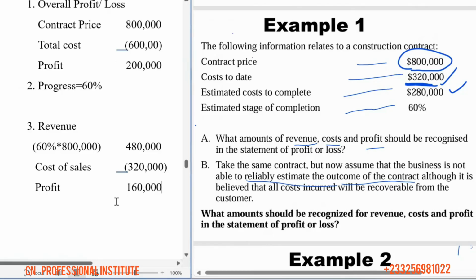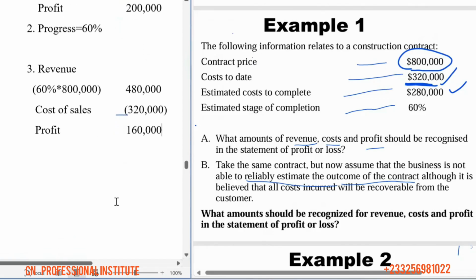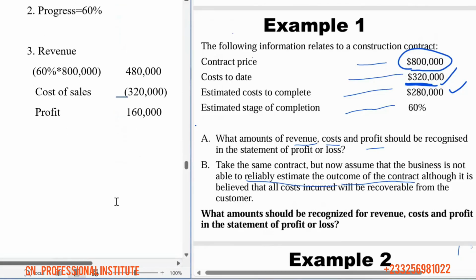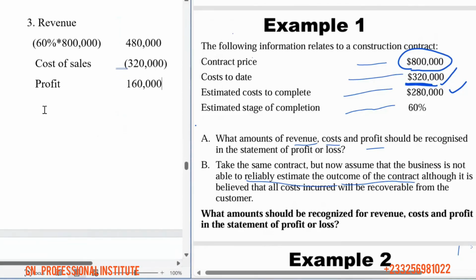So you can be punching alongside and comparing the figures. Okay, so this is that for the E. Very simple. The revenue, apply the progress rate to the total contract price. For your cost of sales, just pick your cost to date as your cost of sales and you have your profit. Let's look at B.